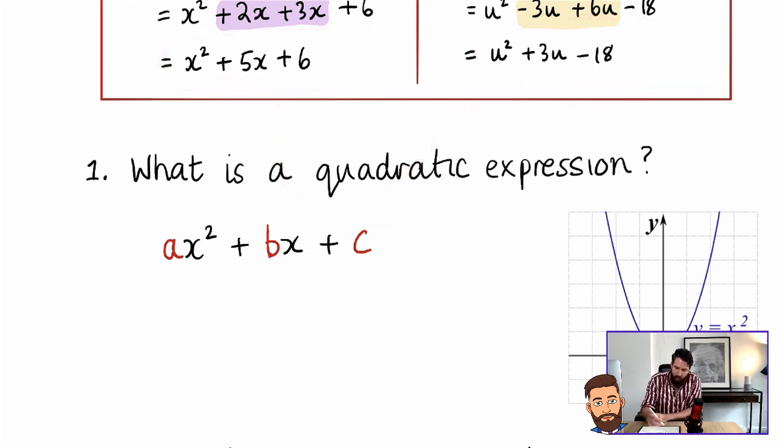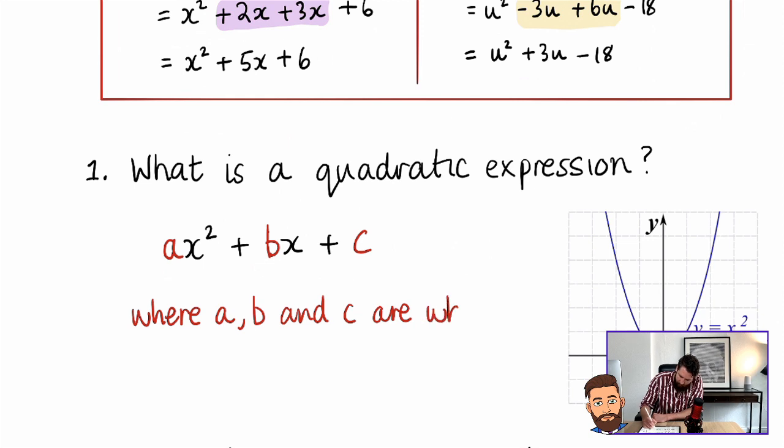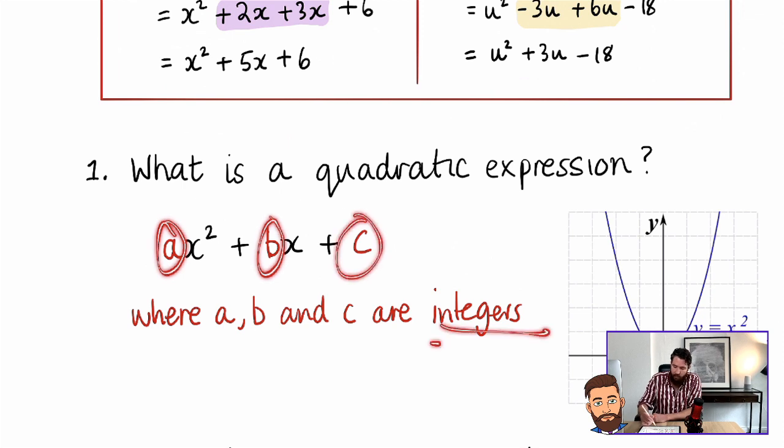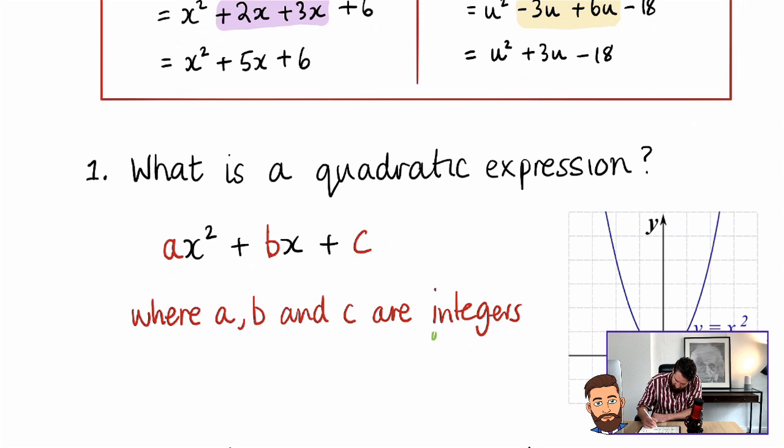So here we've got ax squared, so some number, and what we should say here, and this is really important, is where A, B, and C are, well, we'll just say they are integers. Okay, what does that mean? That just means that the A, the B, and the C are just whole numbers. An integer is just a whole number. So I'll put that note there in case you're unsure.